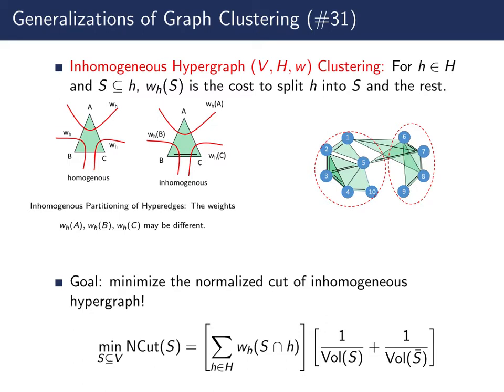Specifically, in an inhomogeneous hypergraph, each hyperedge H is endowed with a weight W_H, that is a set function, where for a given subset S of H, W_H(S) denotes the cost of splitting H into S and its complement. The goal of inhomogeneous hypergraph clustering is to minimize a properly defined normalized cut function.